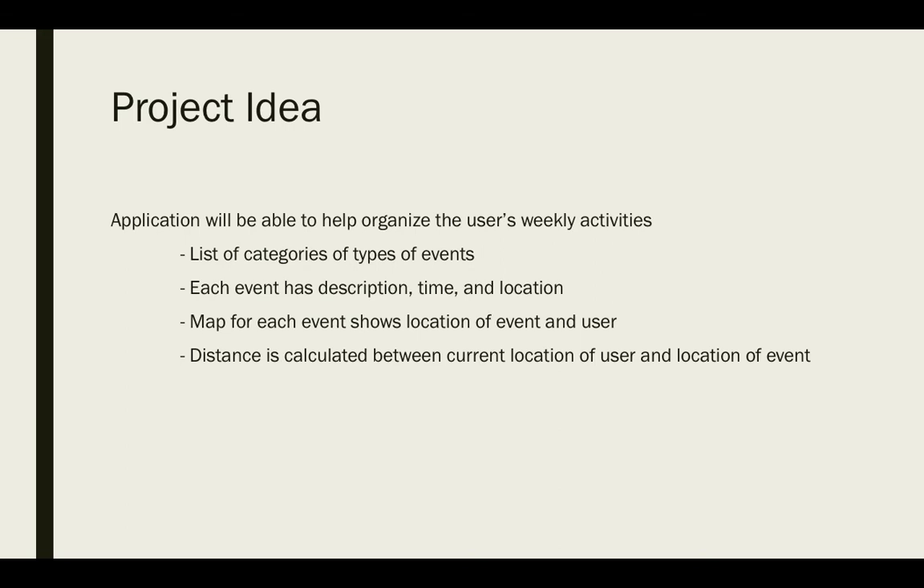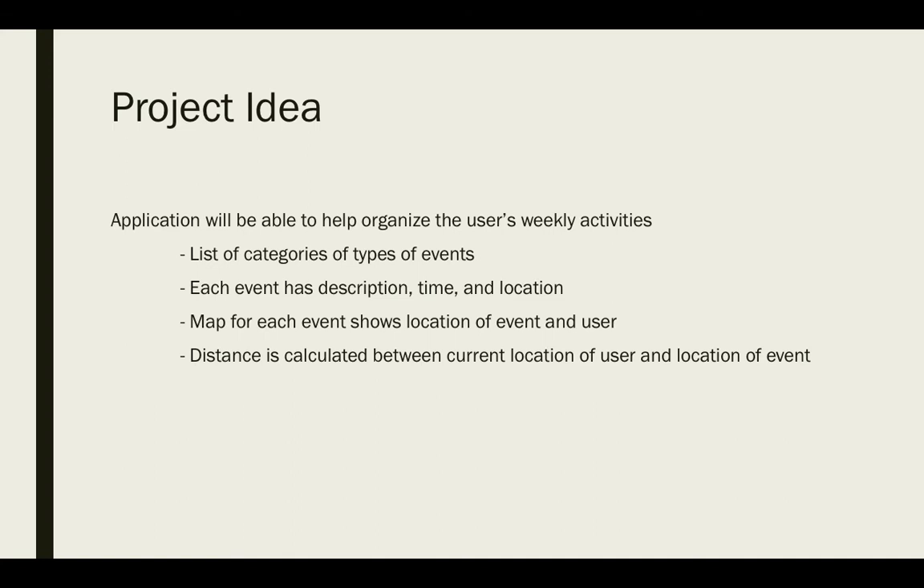So pretty much what my application does is it will be able to help organize a user's weekly activities. You first start with the category type of events that you have, which could include classes, work, and other categories like that. And each event of that category type has a description, a time, and a location.